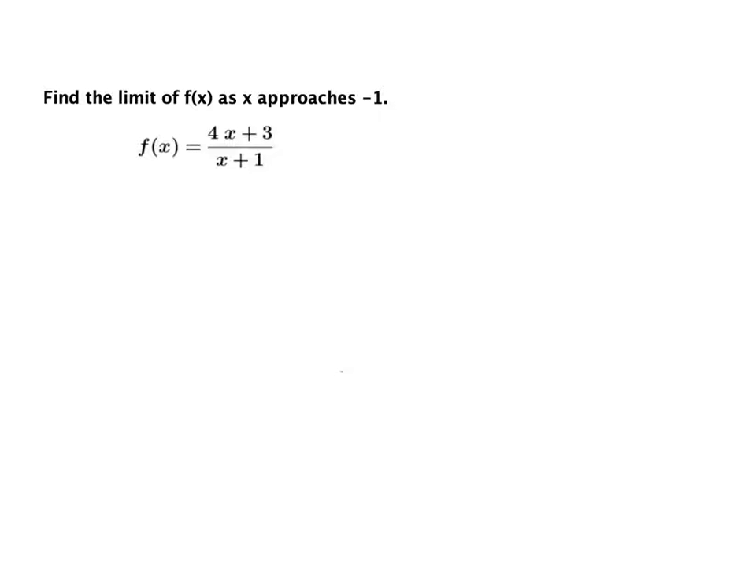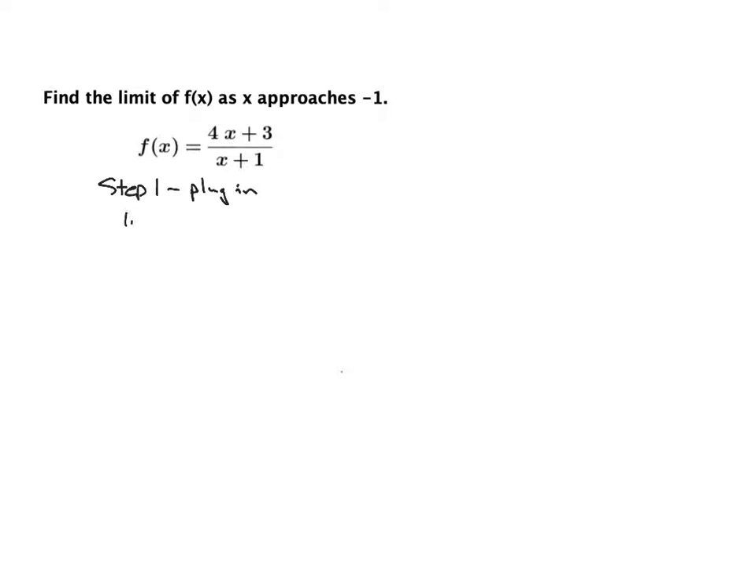Today we'll be continuing our calculus series with a look at infinite limits and limits that do not exist. Our first example today is to find the limit of f of x as x approaches -1, and f of x is quantity 4x plus 3 over quantity x plus 1. So let's use our three steps, starting with step 1, which you will recall was to plug in.